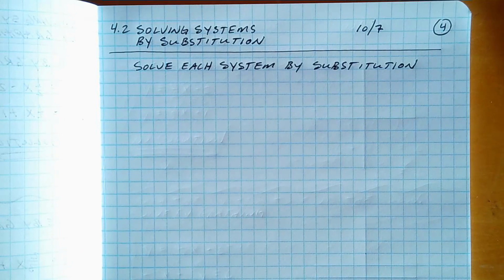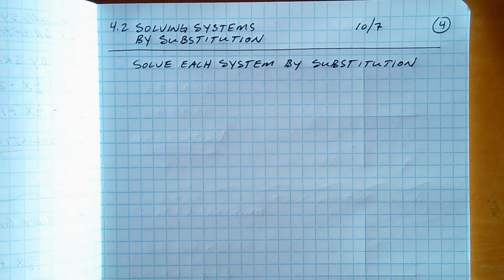Hi, everybody. Today we are going to learn about solving systems by substitution. In 4.1, we learned how to graph a system and find the solution, the point where they intersect. Today we're going to use some algebra, specifically using some substitution. All right, so let's get started.